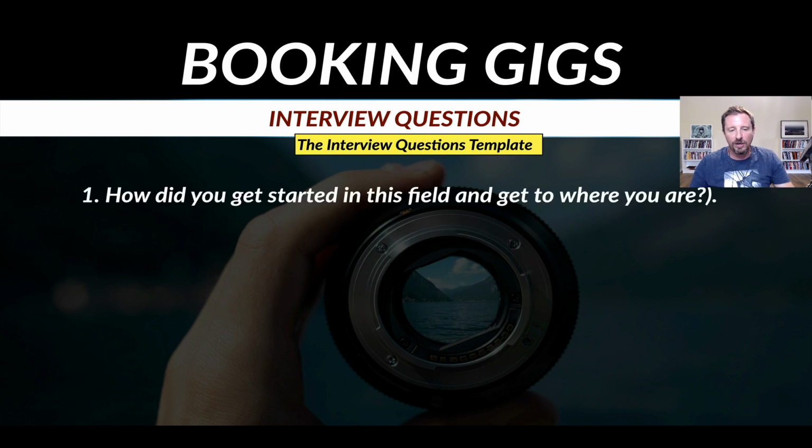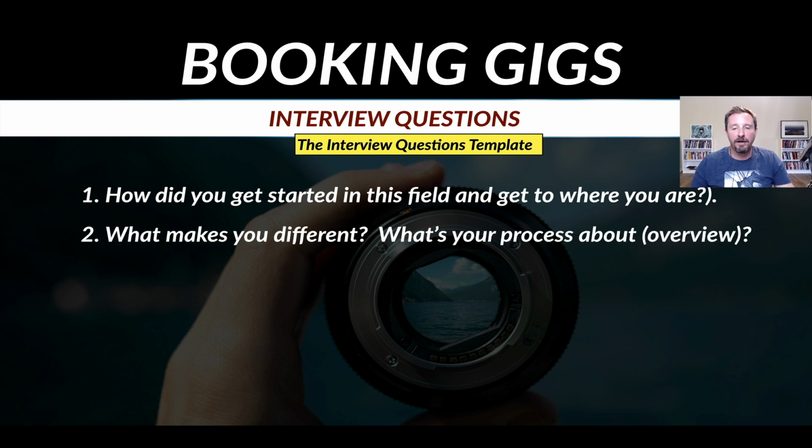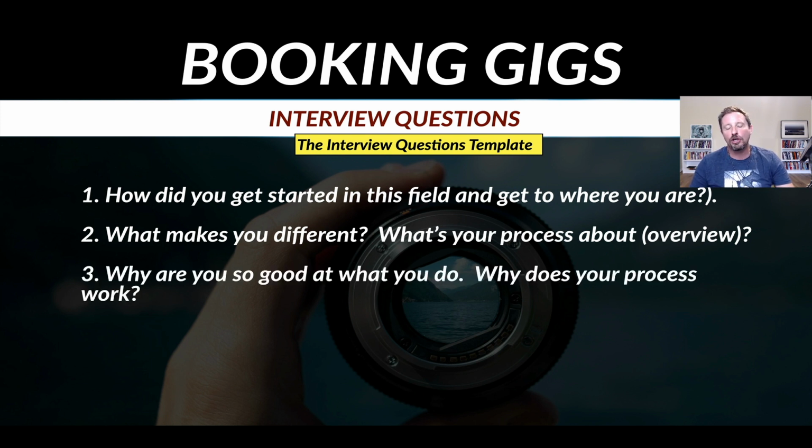Interview question number 1: how did you get started in this field and get to where you are? That's a great question for somebody to ask you. It's something you can take the time to answer. Number 2: what makes you different? What's your process about? What's the overview? It's a great way for you to get people interested in working with you. You can seed how you work with people, what your process is, and what makes it different. Number 3: why are you so good at what you do? Why does your process work?